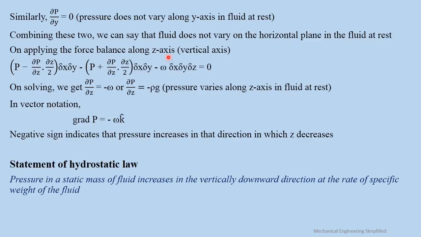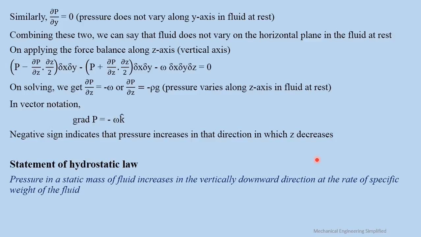On applying the force balance along the z axis, that is the vertical axis, we have an extra term of the weight, and we get del p by del z is equal to minus omega, or del p by del z is equal to minus rho g. That means the pressure varies along the z direction in the fluid at rest, only along the direction in which gravity is working. In vector notation we can write this as grad p is equal to minus omega into k, because the z direction is the k direction. The negative sign indicates that pressure increases in the direction in which z decreases.